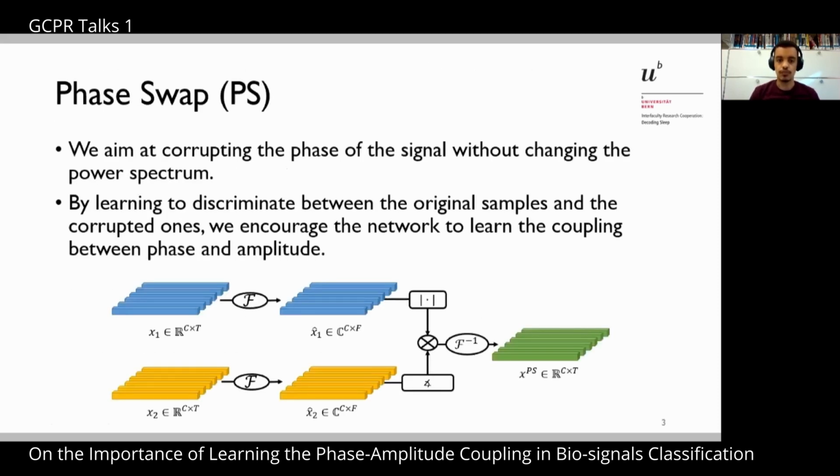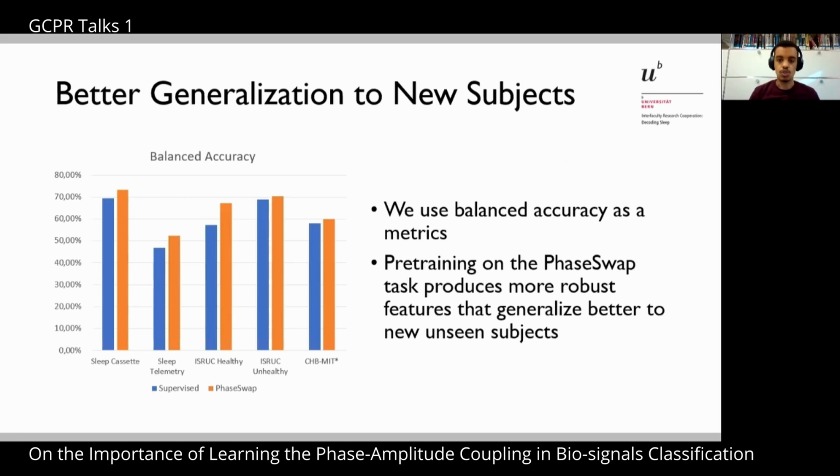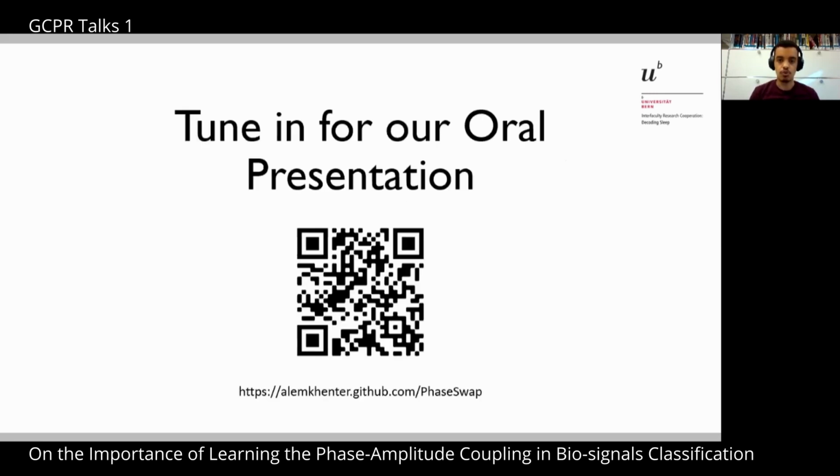Our main contribution is the phase swap self-supervised task, where we train a network to discriminate between real samples and samples for which the phase information in the Fourier domain was swapped out by one taken from another sample. We show on multiple datasets that the features obtained this way are more robust to changes in experimental settings and subject identities compared to a supervised baseline. For more information, tune in to our oral presentation and check out our project webpage.